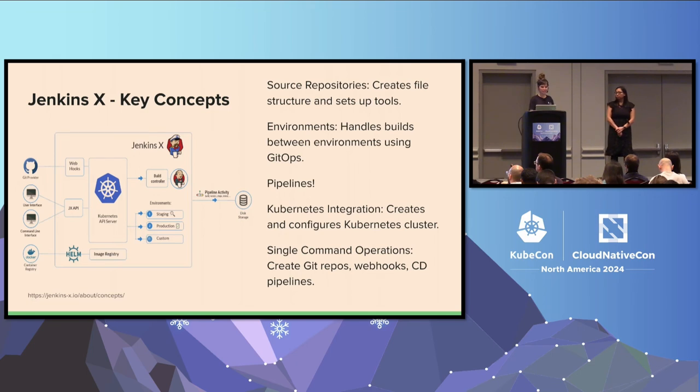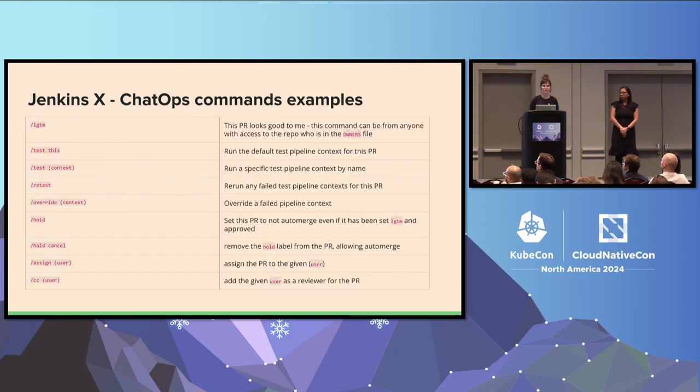Pipeline activities are made up of steps. A step can have three kinds: stage, preview, and promote. Using single command operations, you can create Git repos, webhooks, and CD pipelines. Let's take a look at some of these chatOps examples.